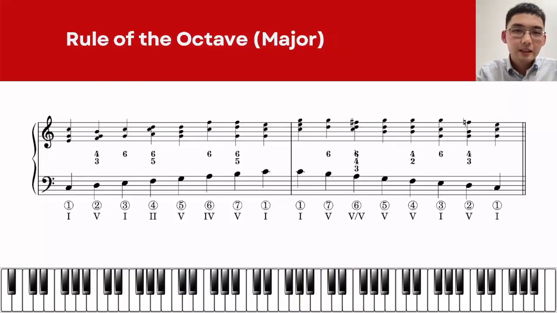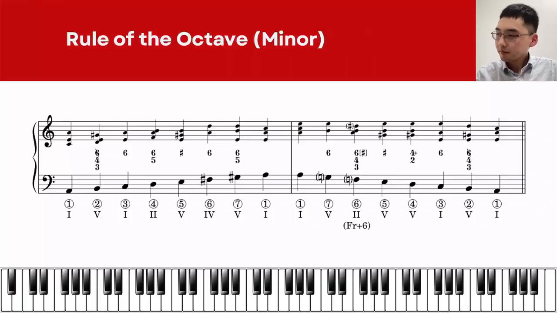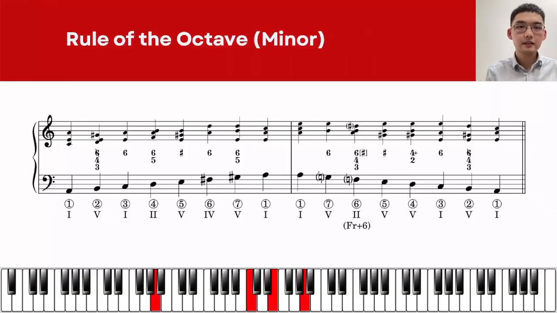We can do something similar in the minor mode, and the only difference is the alterations. So sometimes we have to add a sharp here and there to create a leading tone, and then we have melodic minor in the bass. So going up, we have 6 and 7 raised, and then going down, we have 6 and 7 lowered. So it sounds like this.